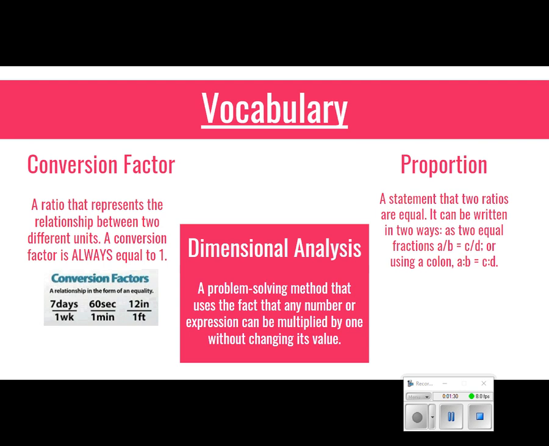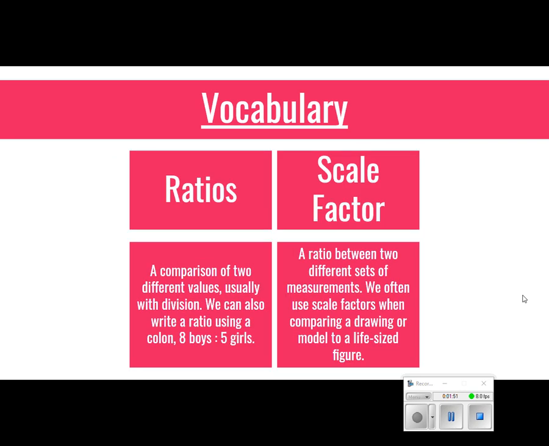Proportion is a statement that two ratios are equal to each other and it can be written in 2 ways, as fractions or using a colon. We're going to deal with the fractions, but the colon you can rewrite and change if you needed to. We're going to focus on the fractions. Ratios are a comparison of two different values. Usually we compare them by division, and usually in English we use the word per to show that we are creating ratios. But we can also write a ratio using a colon, like 8 boys for every 5 girls.